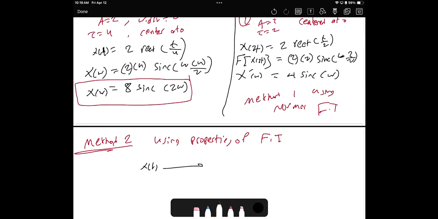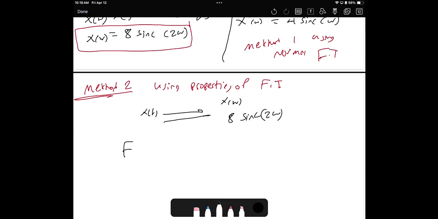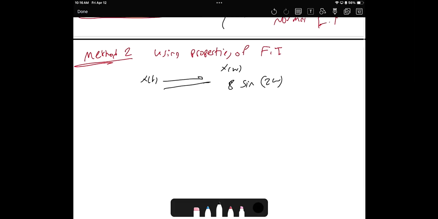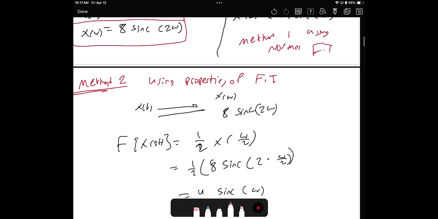It will be converted here to X of omega as 8 sin 2 omega. And we know, using the properties, the Fourier transform of x of 2t will be 1 over 2 X of omega over 2, which is 1 over a times X of omega over a. So as a result, it will be 1/2 times 8 sin of 2 times omega over 2, then it will be 4 sin of omega.